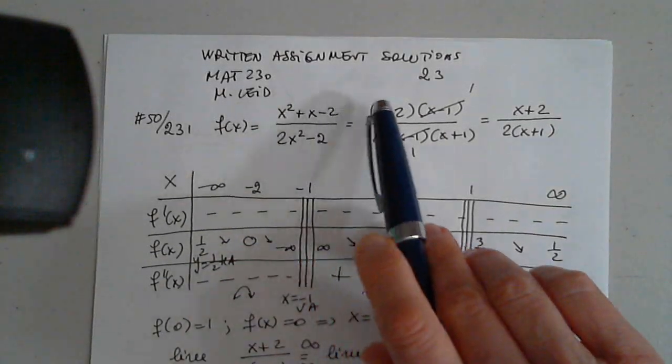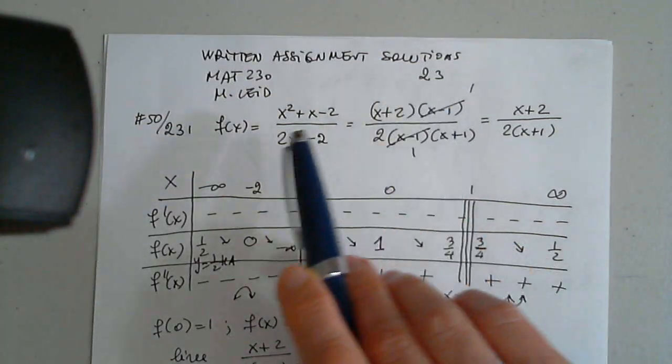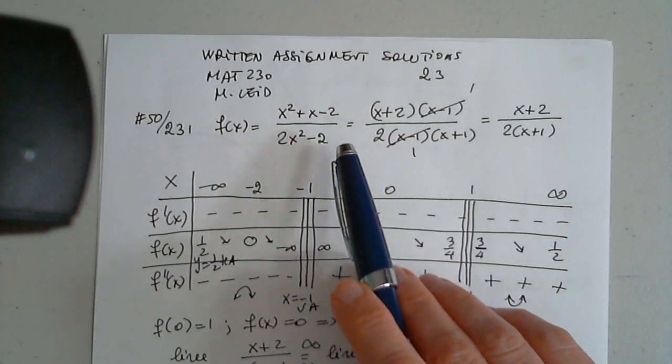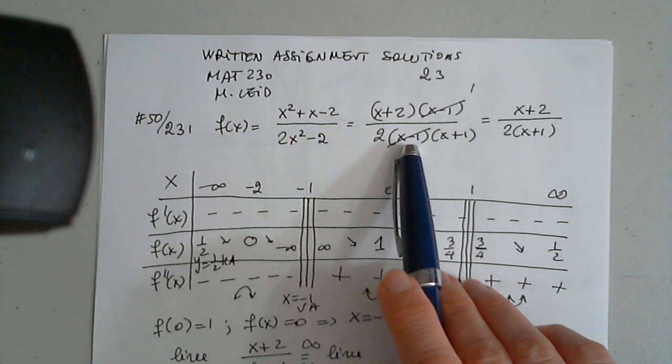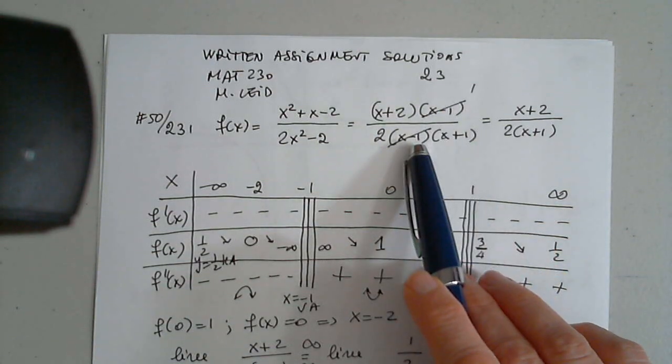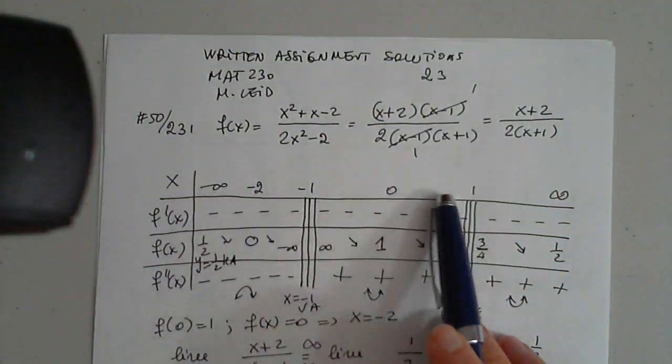Homework solutions for section 2.3. This is a rational function. We're asked to present everything. My first step, of course, has to be to fully factor the function. Do not simplify before you state the domain.